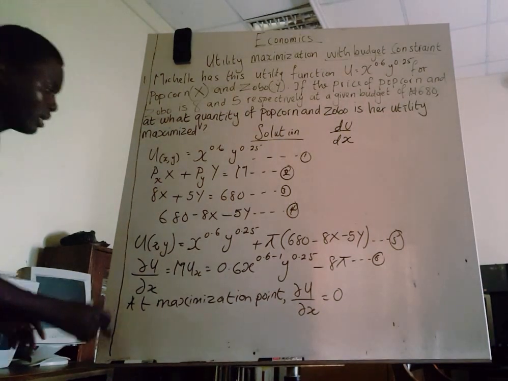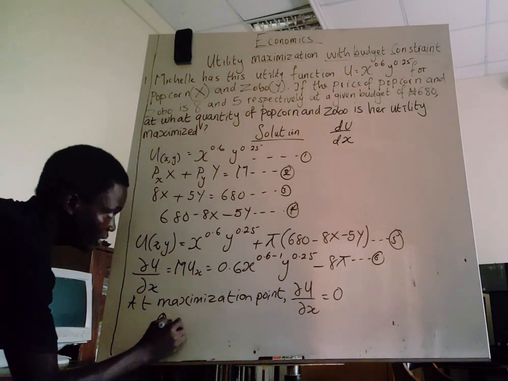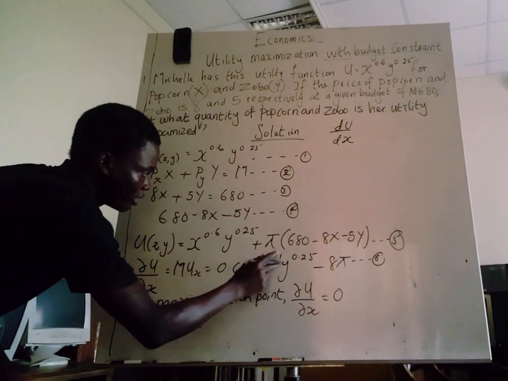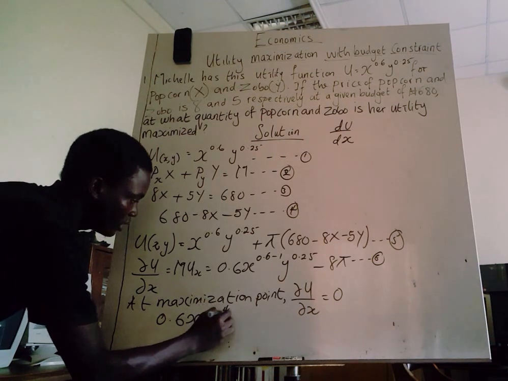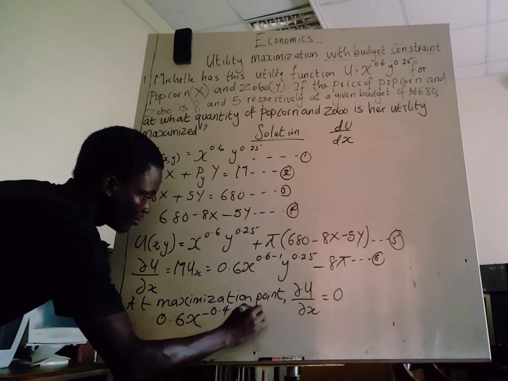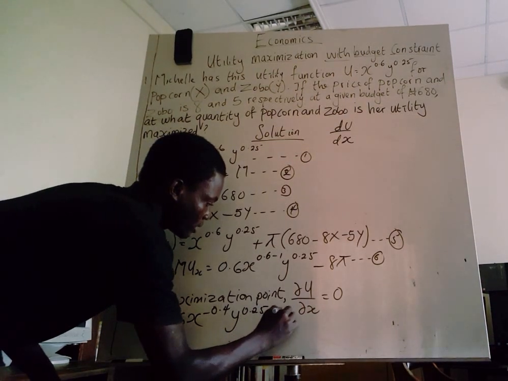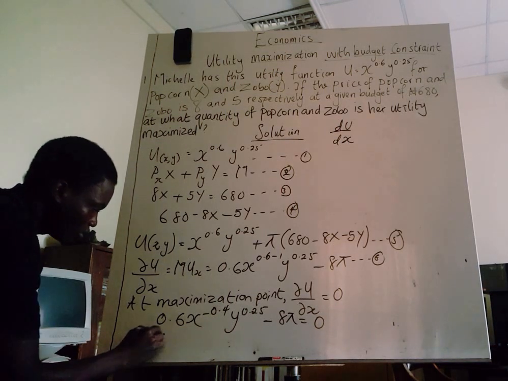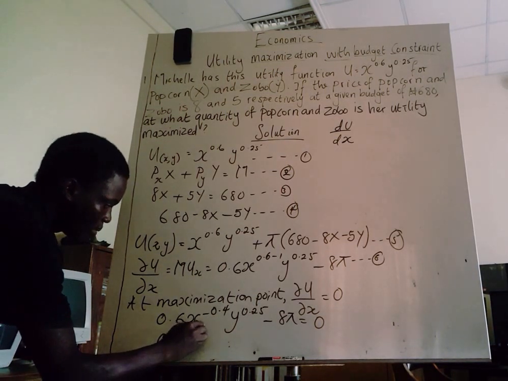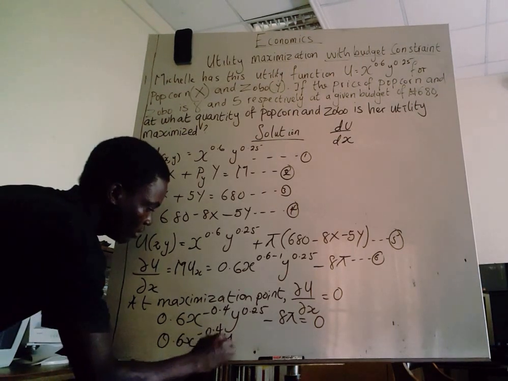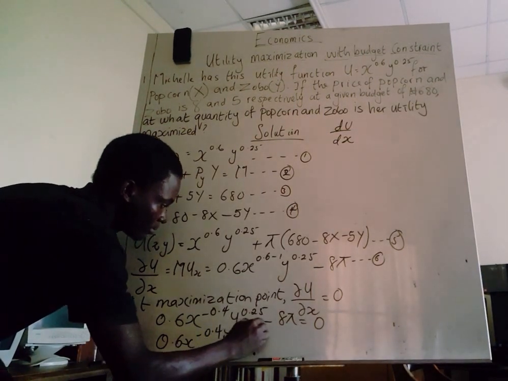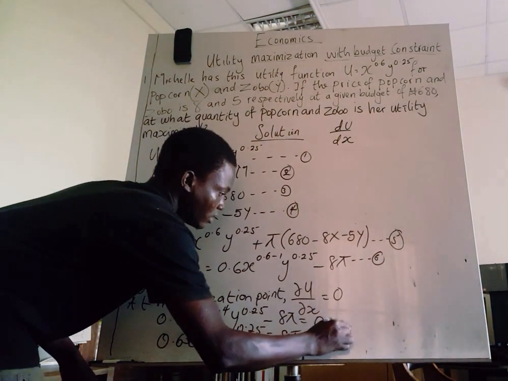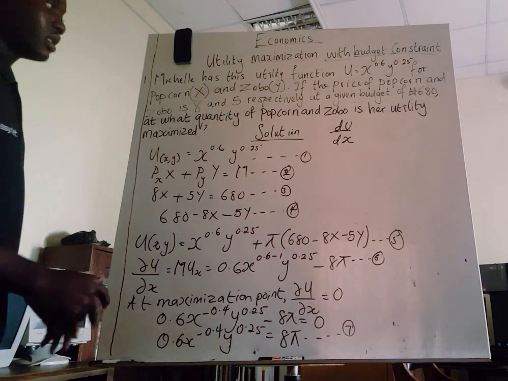When we do that, we now have 0.6x raised to power 0.6 minus 1, which is minus 0.4, then y to the power 0.25, minus 8 lambda equals 0. So now we have 0.6x raised to power minus 0.4, then y to the power 0.25 equals 8 lambda. Now this is our equation 7. So we keep our equation 7 somewhere.